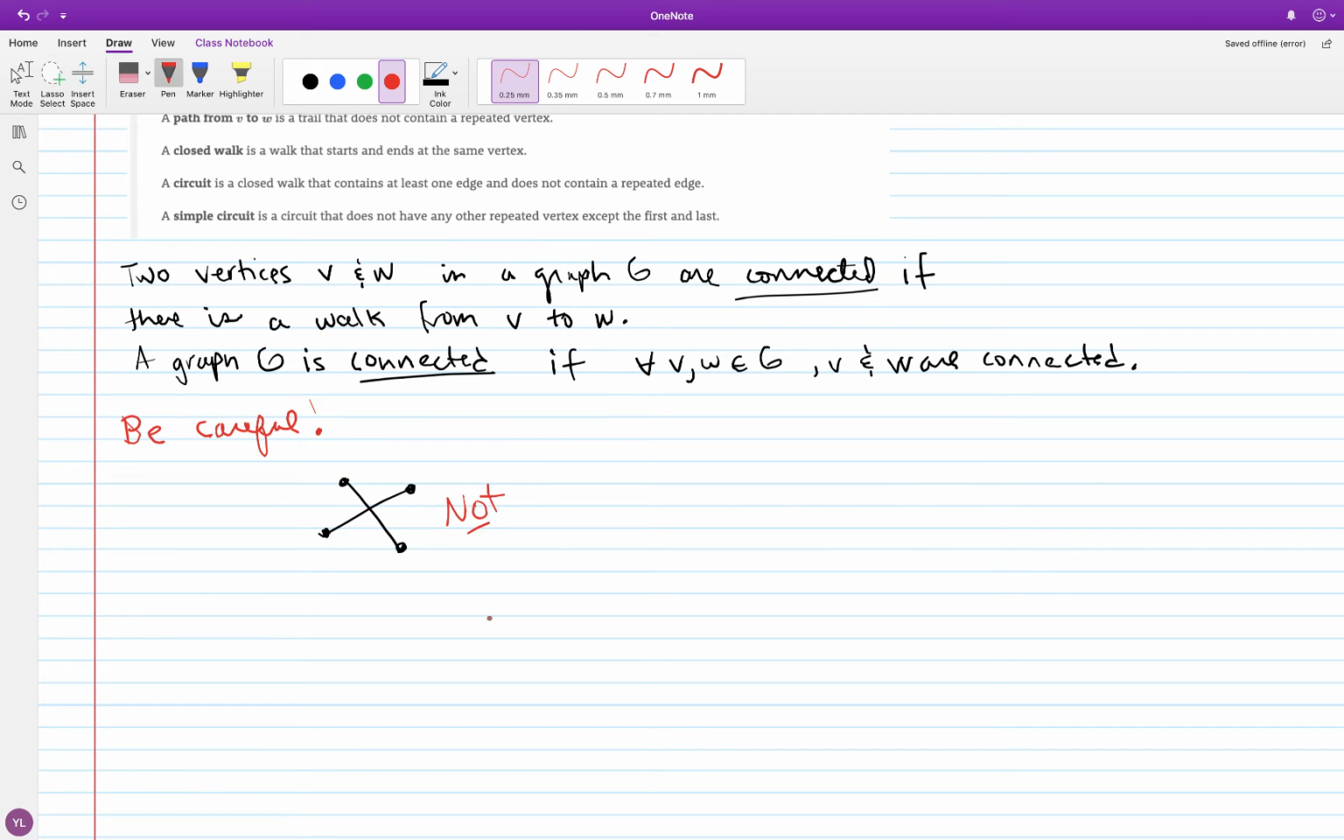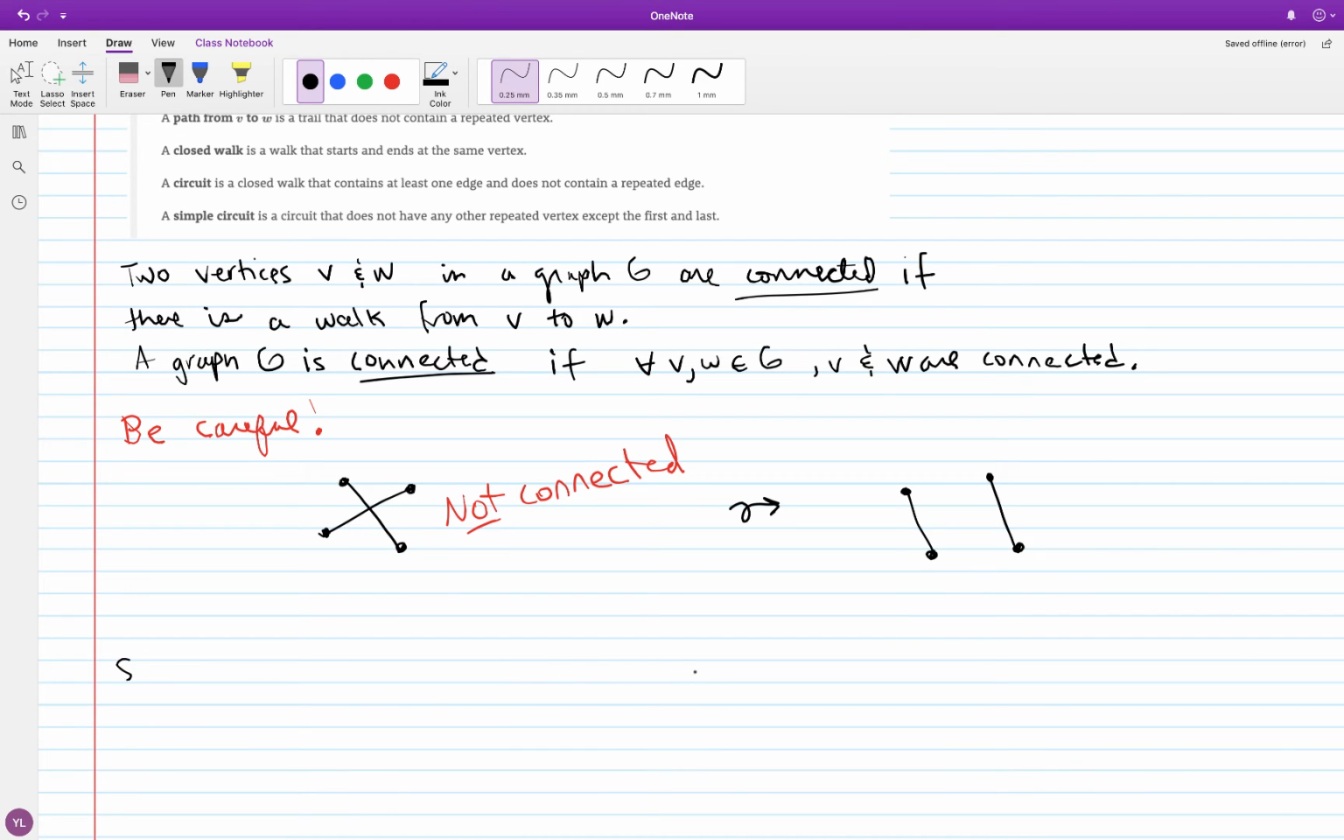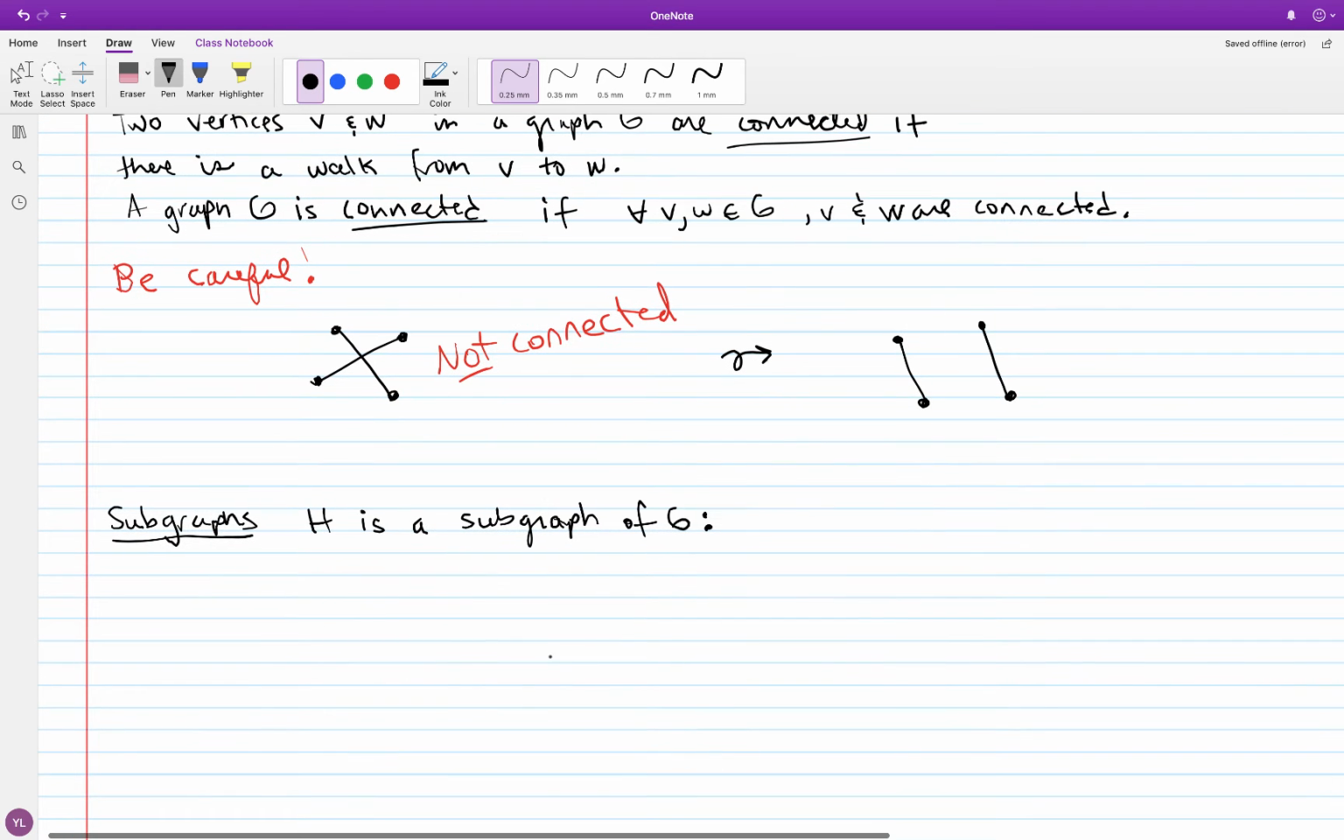Be careful. This kind of notion is independent of drawing the graph. So like, even though I visualize this graph as being one piece, that crossing right there isn't a vertex in the graph. So when I redraw the graph, I realize, oh yeah, okay, this graph is not connected.